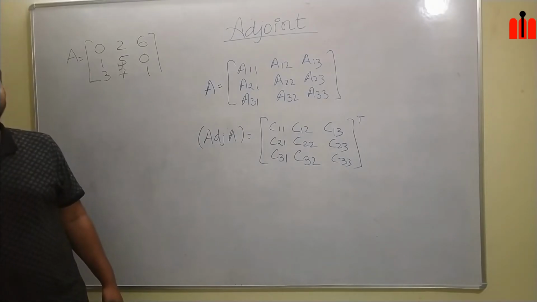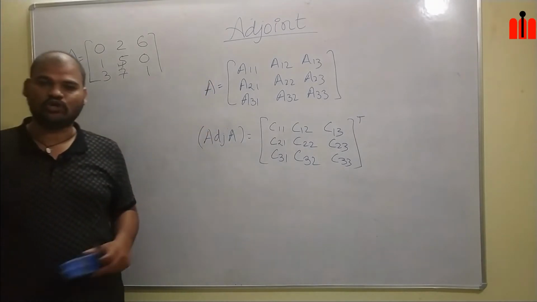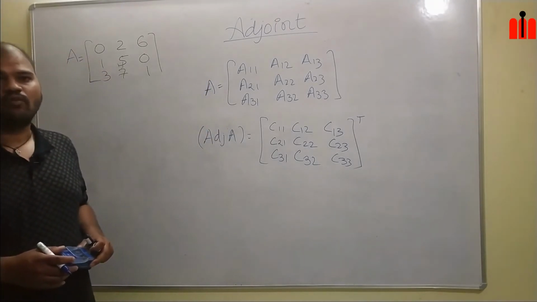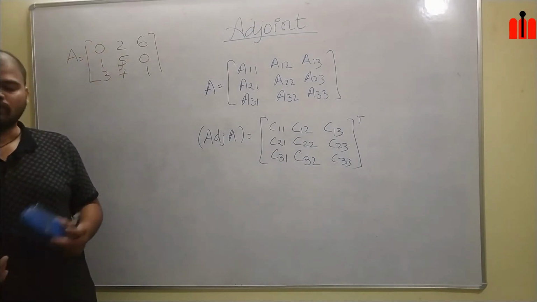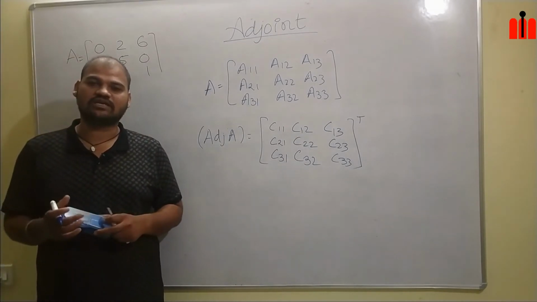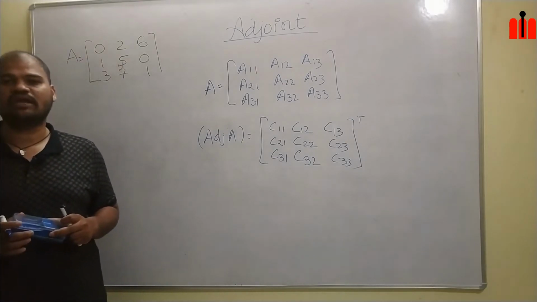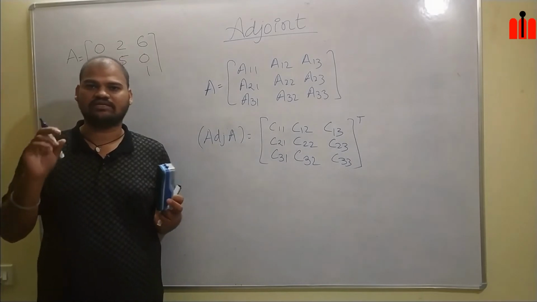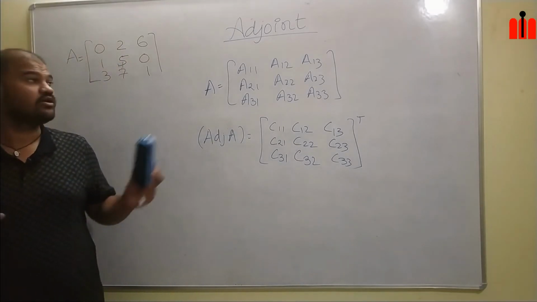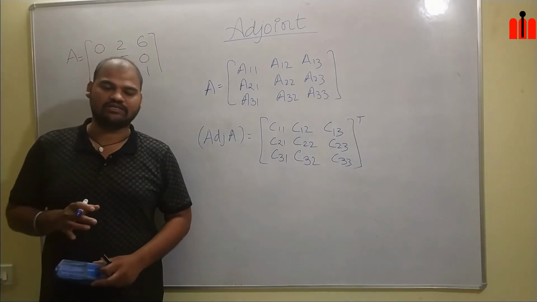Now let's move on to our adjoint portion. Now what is the adjoint? Adjoint is a matrix, right? So in the earlier section, what had we discussed? We had discussed the determinant. What is a determinant? Determinant is a scalar value. It's a value for a matrix, just a number. But adjoint is a matrix.